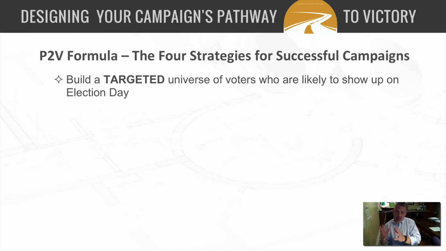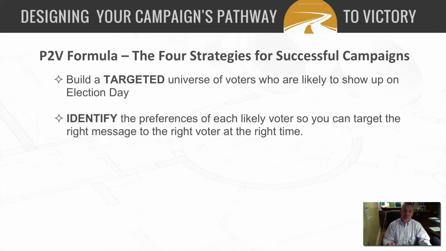And the second key to that is people or voters who are likely to show up on election day. So you need to go into the voter file and figure out who's likely to show up on election day. You don't spend a lot of time or extra money talking to people who aren't going to show up. So targeted universe and people that are likely to show up on election day. So that's the first strategy.